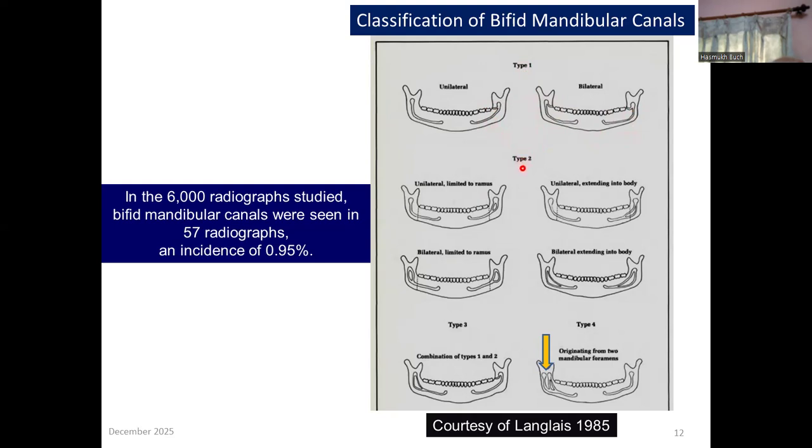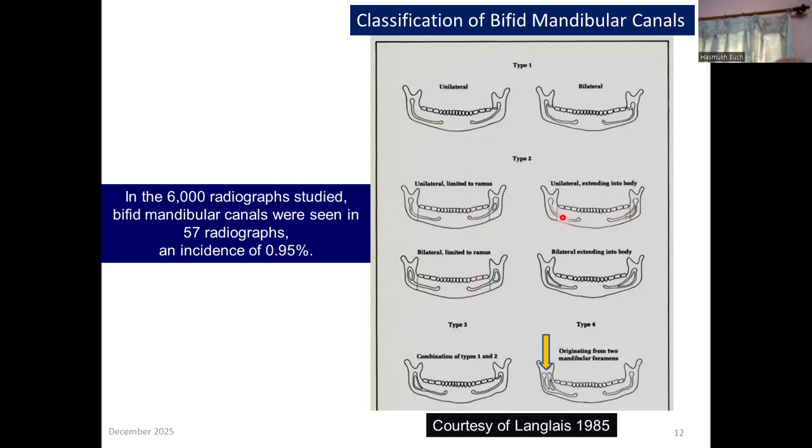Now what is type 2? Well, on one side it is normal, on the other side a foramen is enclosed within the neurovascular bundle. So a branch is there which reunites with the main mandibular canal. It happens on both the sides, bilateral, type 2.